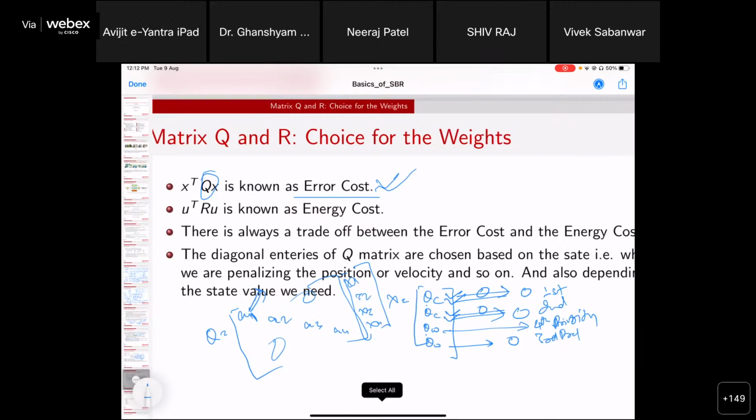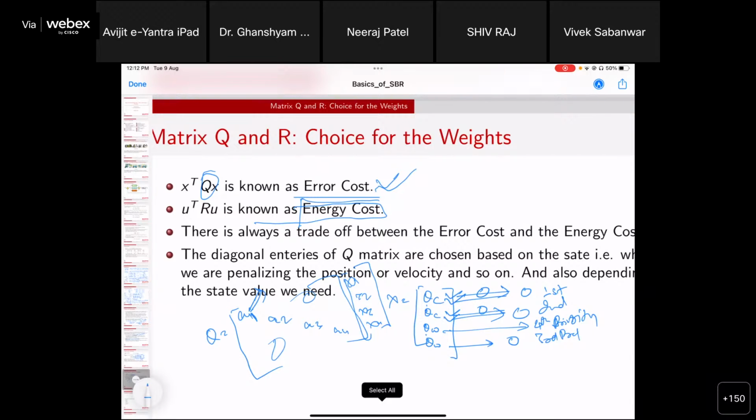Similarly, as I told you, the input provides you with the energy. So the second term, which is U transpose RU, is known as the energy cost. So there is always a trade-off between whether you want to minimize the energy cost or the error cost, which you can minimize more. So one leads to the other.